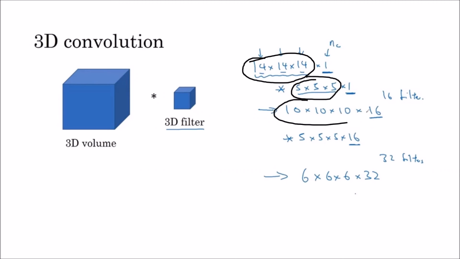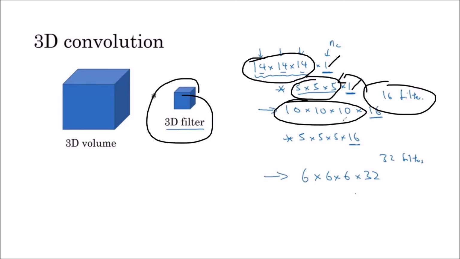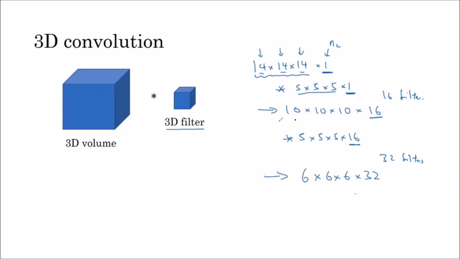Then the output will be 10 by 10 by 10. Number of channels, we are using only one. We are using 16 such filters, 5 by 5 by 5. This filter is also a 3D filter. Then the output feature map is 10 by 10 by 10, and we have 16 such feature maps. Now we are convolving this again with the 5 by 5 by 5.